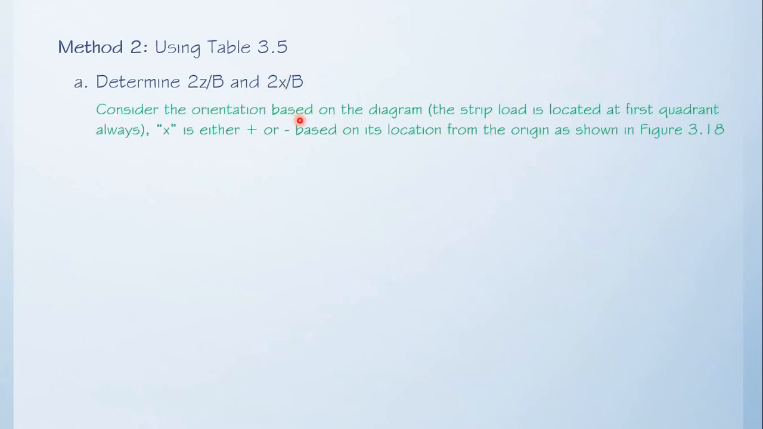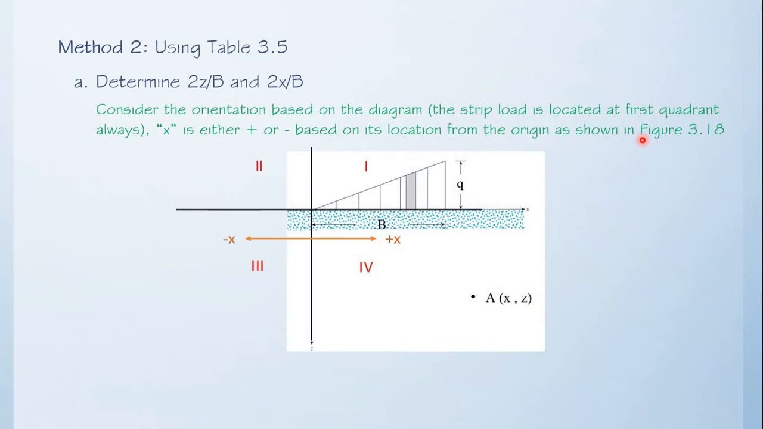Next is determining the vertical stress increase using method 2, or using the aid of a table. Again, the first step is to determine the value of 2z divided by b and 2x divided by b. In determining the value of x, we have to consider the orientation based on the diagram. The strip load is located at first quadrant always, and x is either positive or negative based on its location from the origin as shown in the following figure.